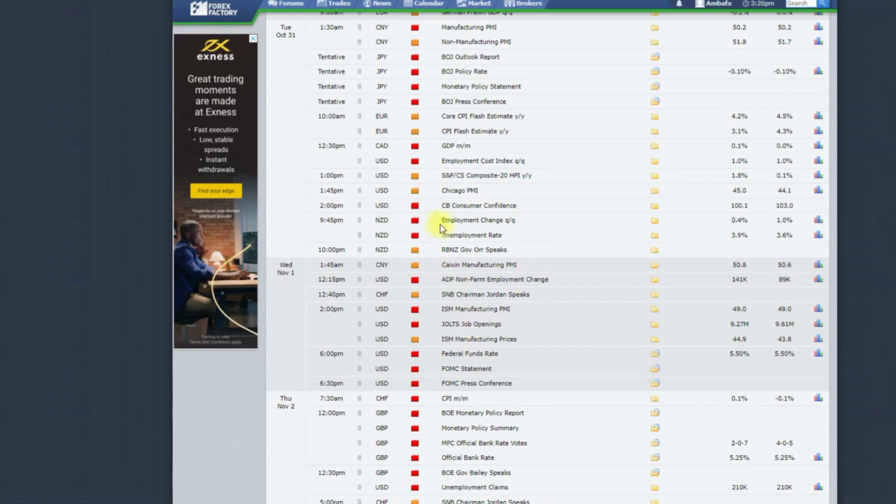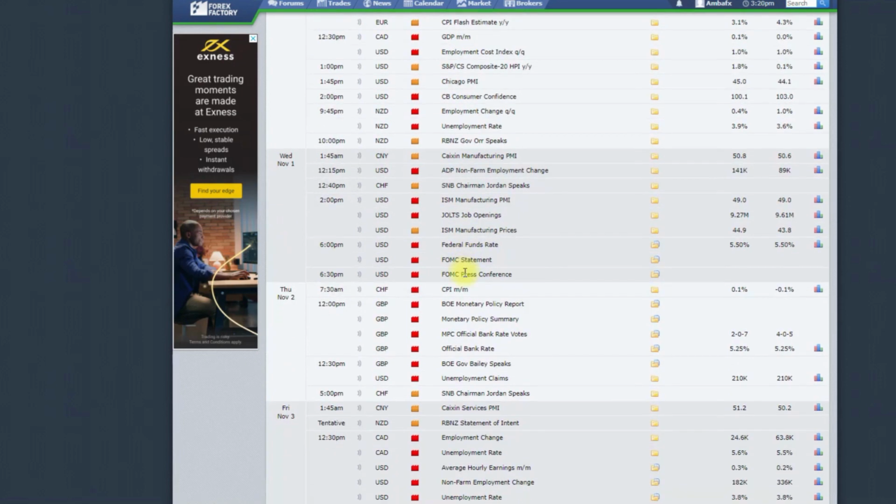Then on the NZD part, we have the unemployment change and the unemployment rate. Please take note of that, as the NZD is at a critical level, but I'm still supporting the weakness in NZD until further notice. NZD and AUD, I think their weakness might still continue until further notice, or when markets come back to stability, when we move away from all this geopolitical tension. And on Wednesday, we have the interest rate statement out of the US dollar.